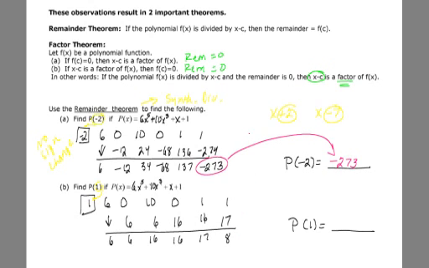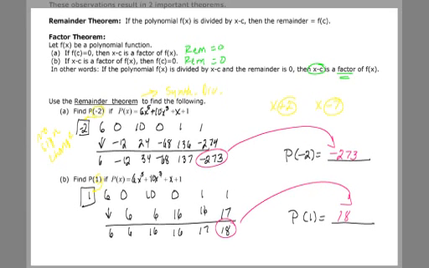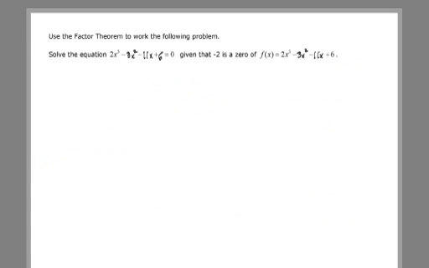Work it out and see what you get. Okay, so see if you get 18 on that. That's the remainder theorem. The remainder that you get in synthetic division is a function value.